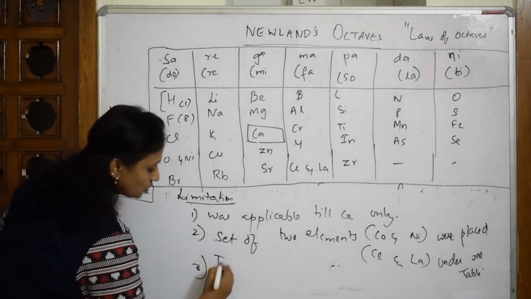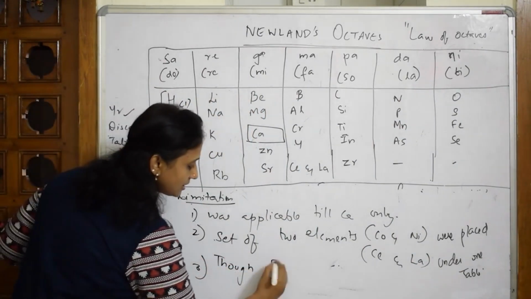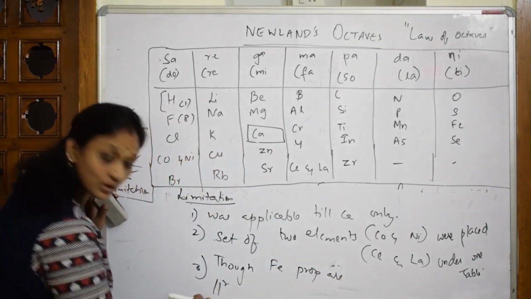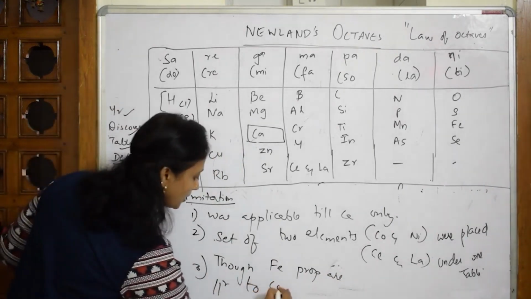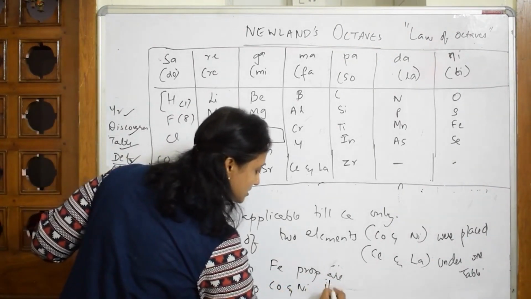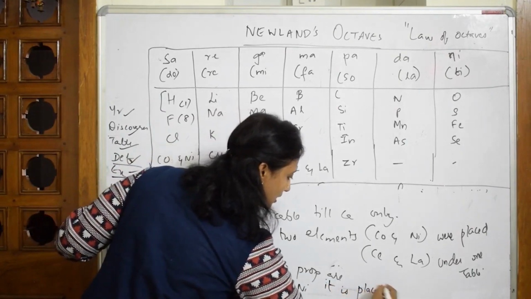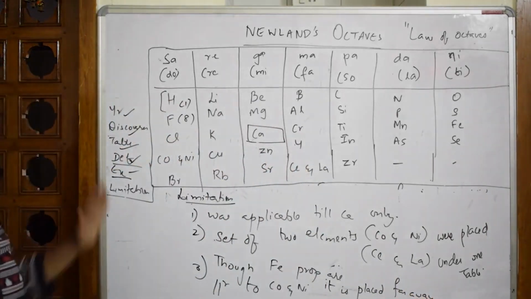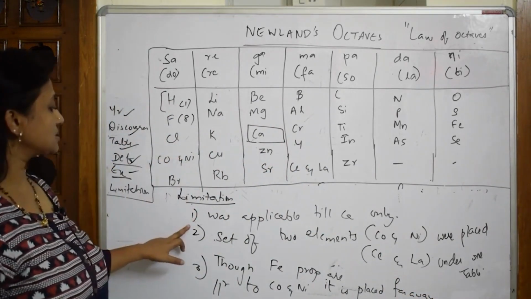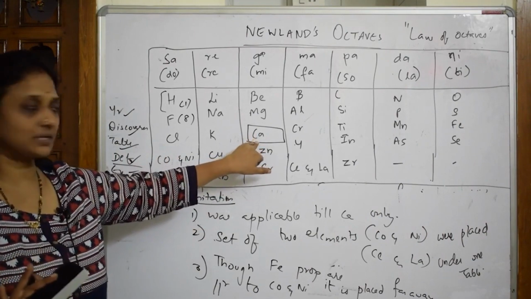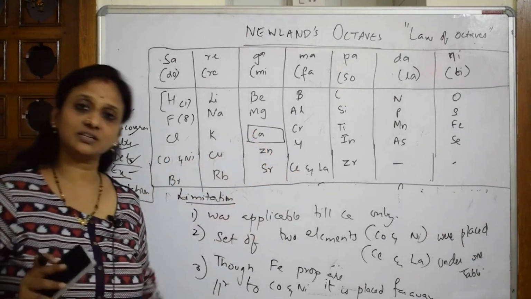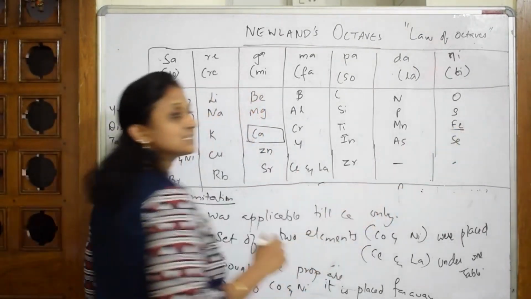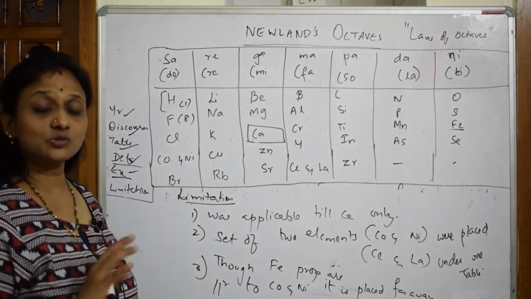So write down, though iron's properties are similar to cobalt and nickel, it is placed far away. Okay, this is one more, the last limitation. So I hope students understand. The first limitation: this is applicable only till calcium, for similar properties. Next, he has placed two elements together in one place. Third, important, though cobalt and nickel and iron properties are similar, he has made a separate table. Those three were the limitations.